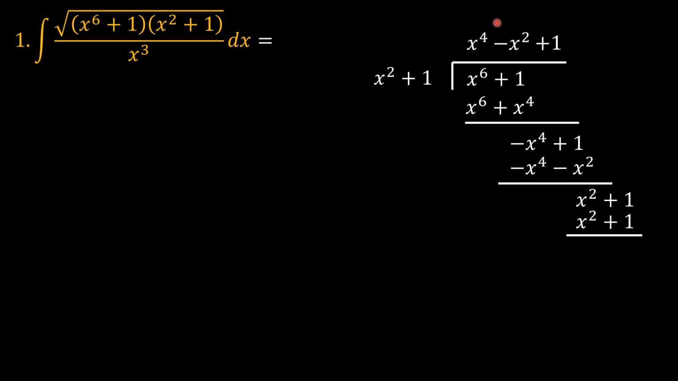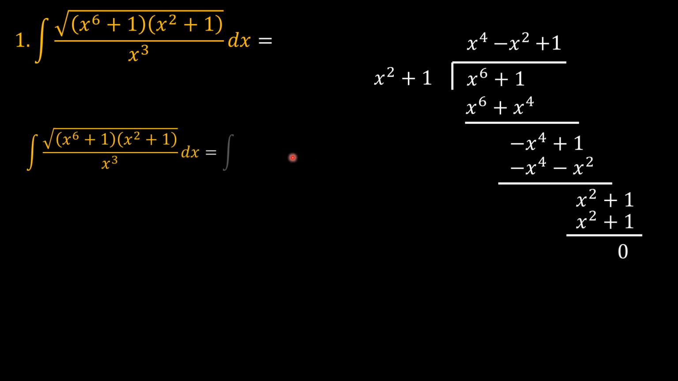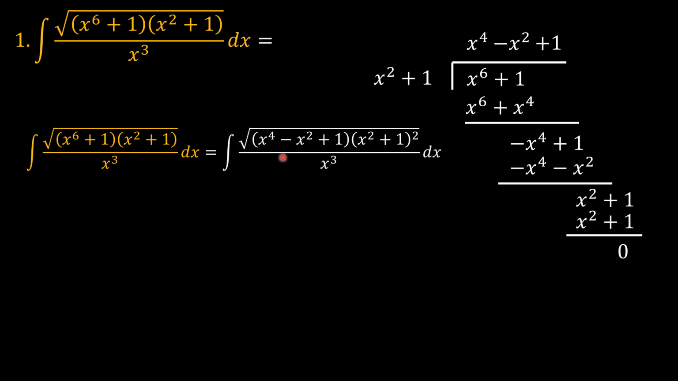So x to the power 6 plus 1 is the same as x to the power 4 minus x squared plus 1 times x squared plus 1. So I quickly come down and feed that into our integrand, and that means now under the square root sign we have x to the power 4 minus x squared plus 1 times x squared plus 1 squared. And that means now we can pull x squared plus 1 out so that this square disappears.